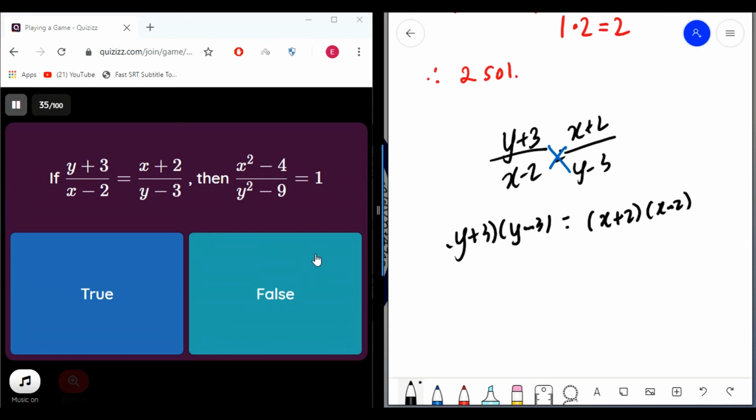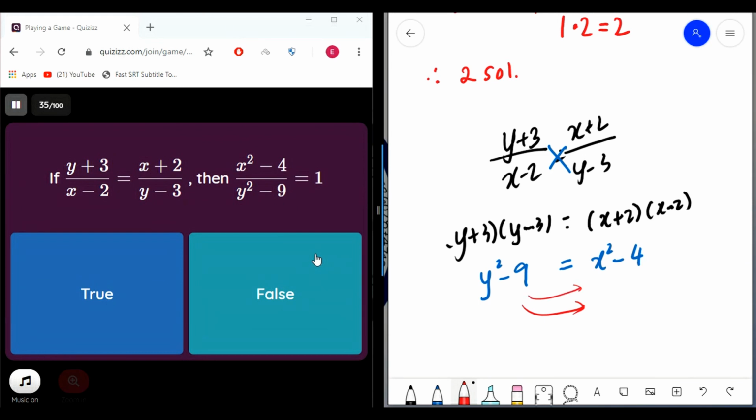And this is our dear friend: (a plus b)(a minus b) equals a squared minus b squared. So, on the left hand side, we'll have y squared minus 3 squared, which is 9. On the right hand side, we'll have x squared minus 2 squared, which is 4. And now you look at the question. The question wants (x squared minus 4) over (y squared minus 9). So we will move this y squared minus 9 to the other side. Okay? And be careful, yeah? This is where a lot of us make careless mistakes.